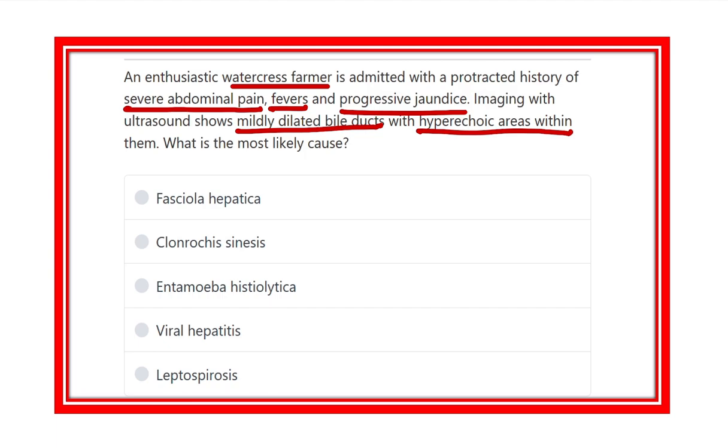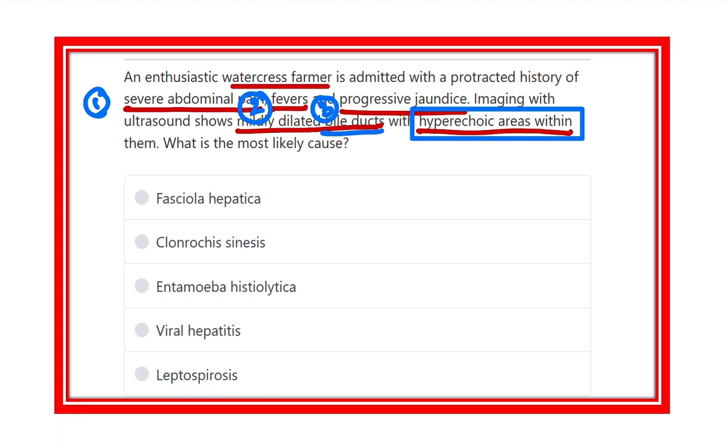So it is a very obvious scenario: a water cress farmer admitted to the hospital with severe abdominal pain, fever, and progressive jaundice. This is a feature of cholangitis, that means inflammation of the common bile duct. And the ultrasound shows a dilated bile duct, and there is also a hypoechoic area within it. That means there is a definitive organism present.